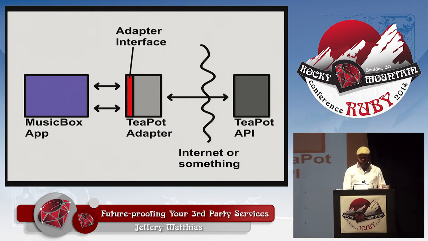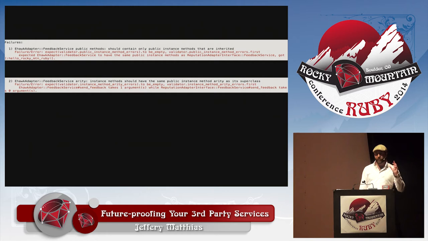So I wrote a gem that actually, through testing, will go through and look at the service class, look at its parent class, and make sure that the interfaces match. And it's simple enough that we've included it as part of our generator for our adapters. And so we don't even have to think about it now. If there's something missing, we can just go update the documentation and it's done.